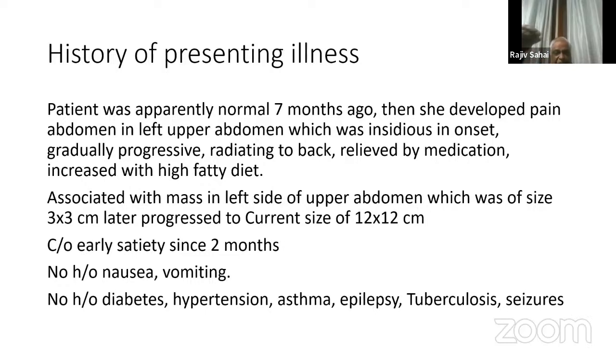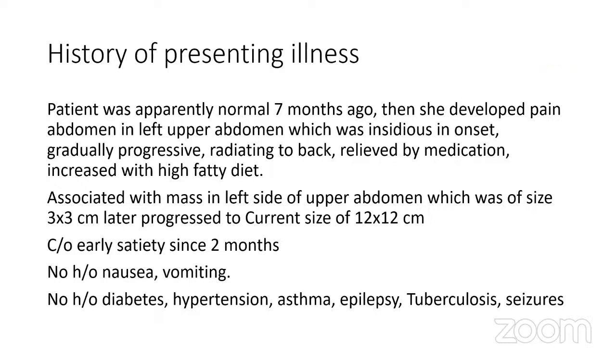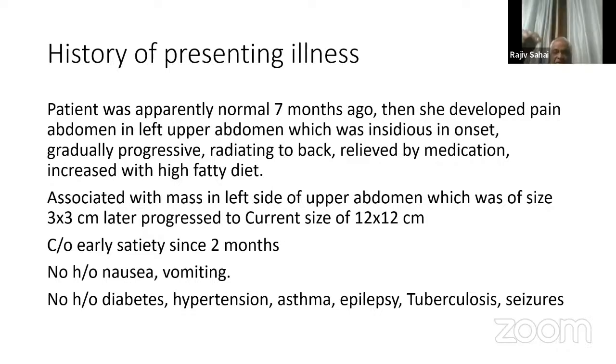Why do you think she had an attack of pancreatitis? Sir, she gives a history of 7 months ago. She developed left upper abdominal pain, including the epigastrium, radiating to the back, which was relieved by medications and is increased with a high fatty diet, sir. After how many days of this episode did she develop this lump? Sir, 2 months, sir.